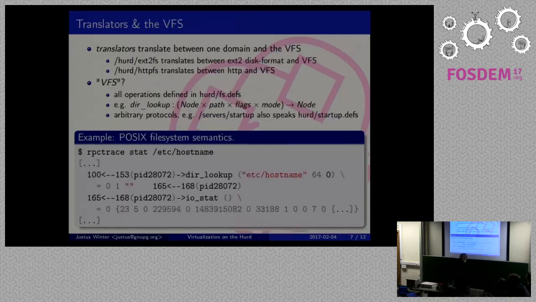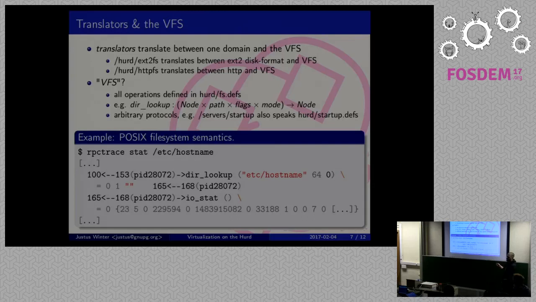So the Hurd uses a terminology. We have a thing called translators. And what is a translator? A translator is a server, and it exposes a certain interface. And why is it called a translator? It's called a translator because it translates between, you know, one domain and the set of virtual file system operations, and maybe more. So the virtual file system operations are described in the Hurd file system definitions.